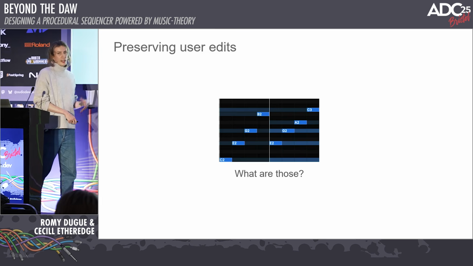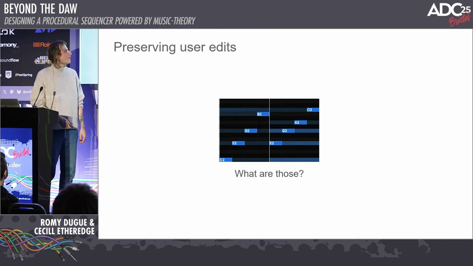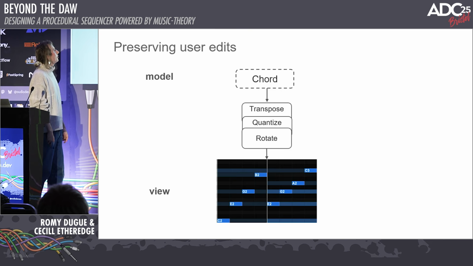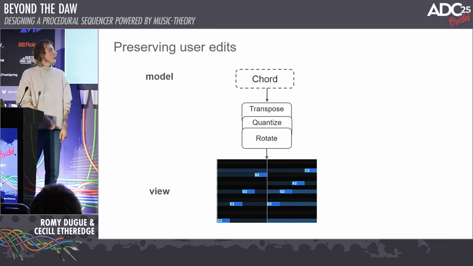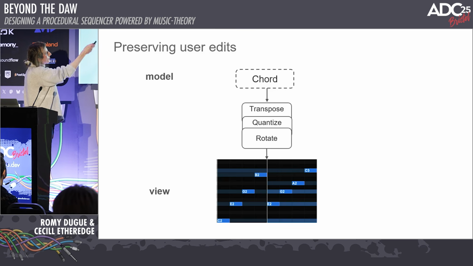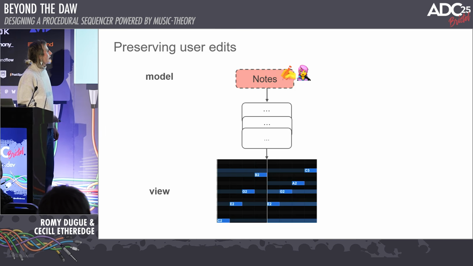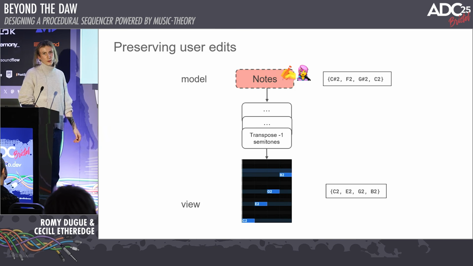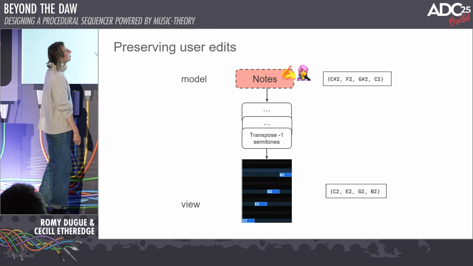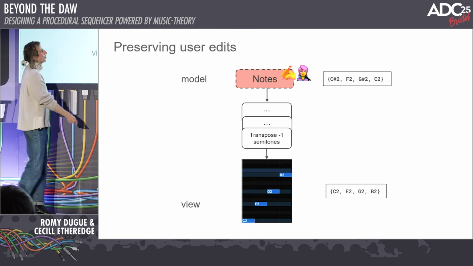But the user, they interact with those and they don't know what they're doing. Because what are those? This is a view of what's actually happening, but the model is actually like the chords, like the notes they've placed and the transform parameters. So for example, if we have a really simple transform that transposes everything one semitone down, you might see this C major 7 chord, but what's in the model is C sharp major 7 that is transposed one semitone down.